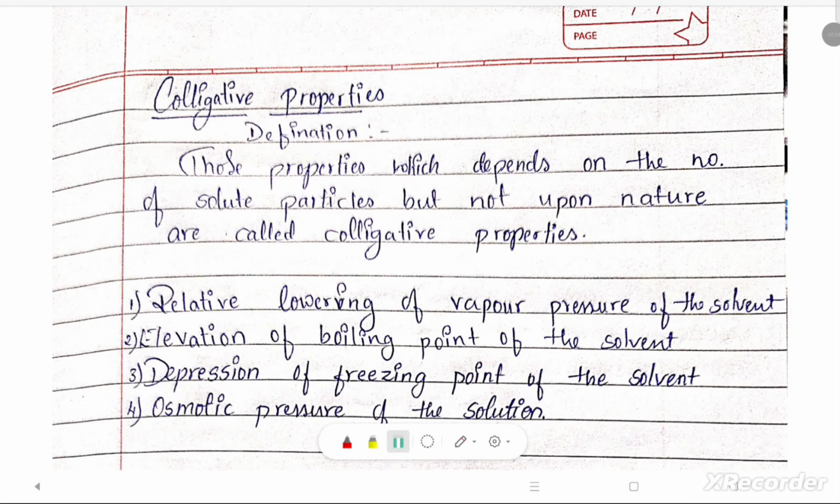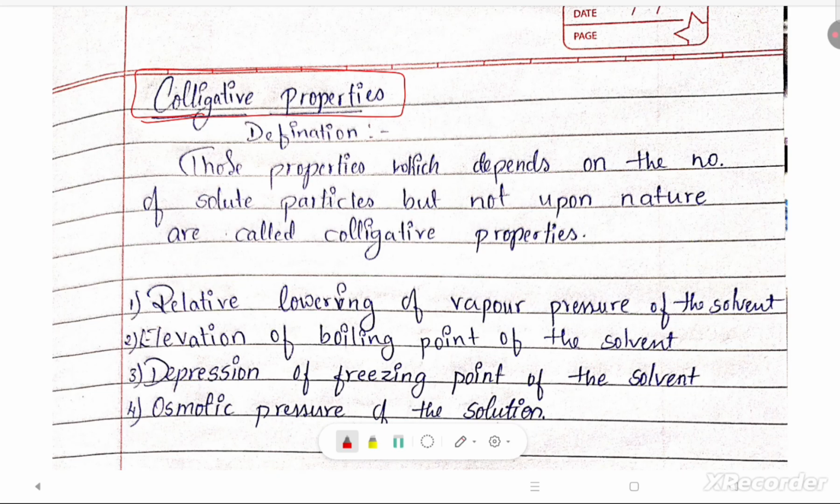This is the second part of the scoring concept from Solutions. In this, the first topic is colligative property. This colligative property is very important. It is a CBSE favorite topic. From this topic they will ask one or two pakka questions.